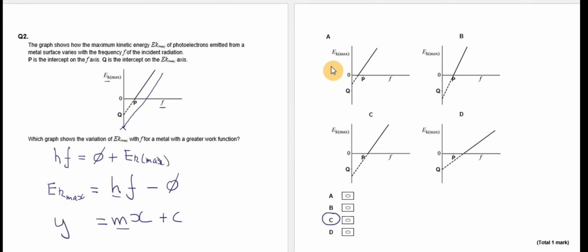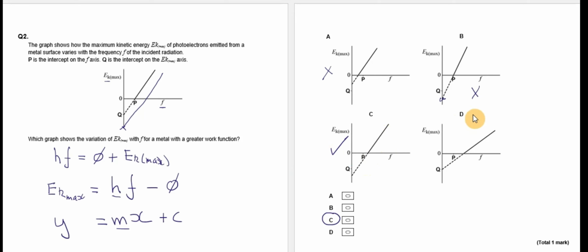Well, A doesn't work, its y-intercept is in the wrong place and its x-intercept is in the wrong place. B doesn't work, although the y-intercept is lower than Q, which is correct, the gradient has changed and it's still going through P on the x-intercept. C is just right. The y-intercept is now lower than Q, the x-intercept is now to the right of P, and the gradient is the same.